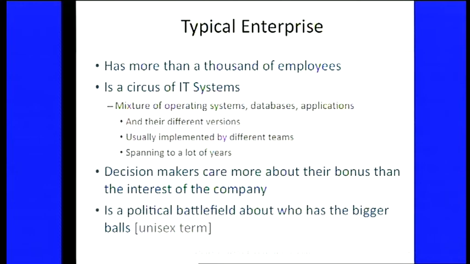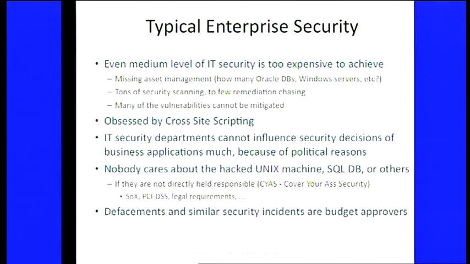In the typical enterprise, the decision makers care more about their bonuses than the interests of the company. This is, I think, very human. And it's a political battlefield about who has the bigger balls, so to say. Sorry, I'm not being sexist here, but it is, yeah, typical enterprise decision making. When we talk about enterprise security, I mean, the truth is, even achieving what we call the medium level of security is almost impossible in a big company.